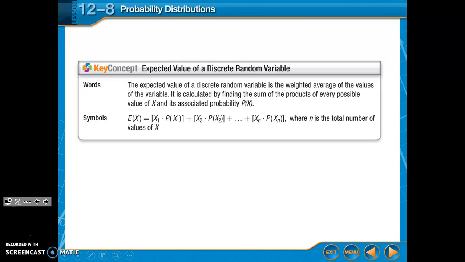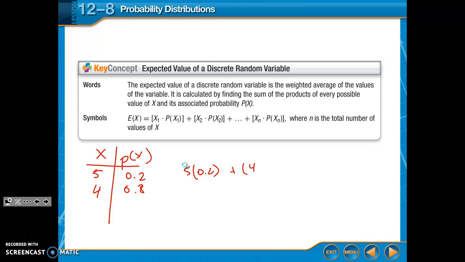All right, so expected value of a discrete random variable. The expected value of a discrete random variable is the weighted average of the values of the variable. It is calculated by finding the sum of the products of every possible value of x and its associated probability p of x. Like when we had our tables, x and p of x, if I had 5 and the probability was 0.2 and then 4 was 0.8, my expected value is going to be 5 times 0.2 plus 4 times 0.8, and that gives me E of x.